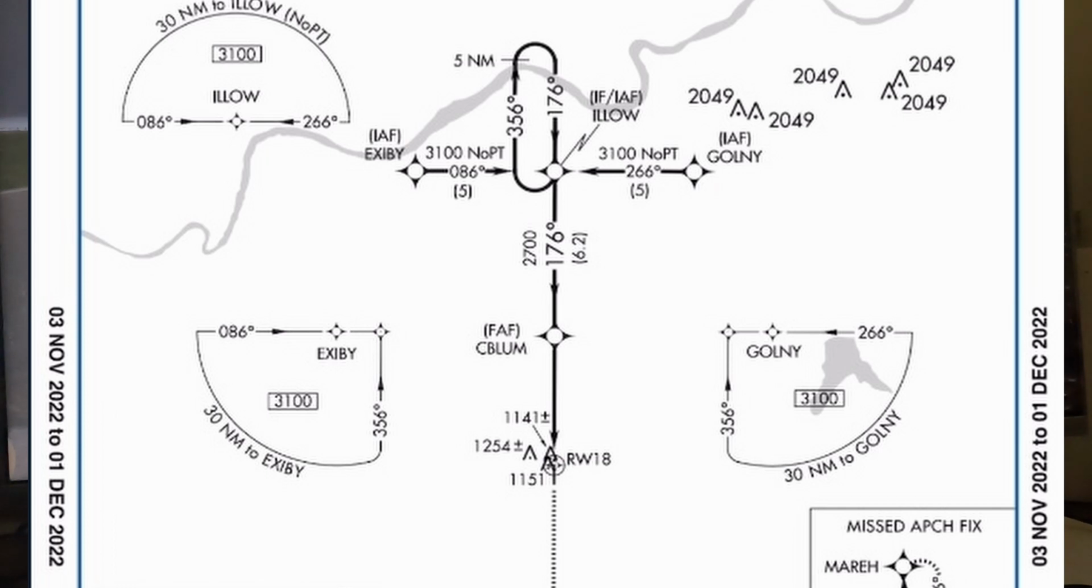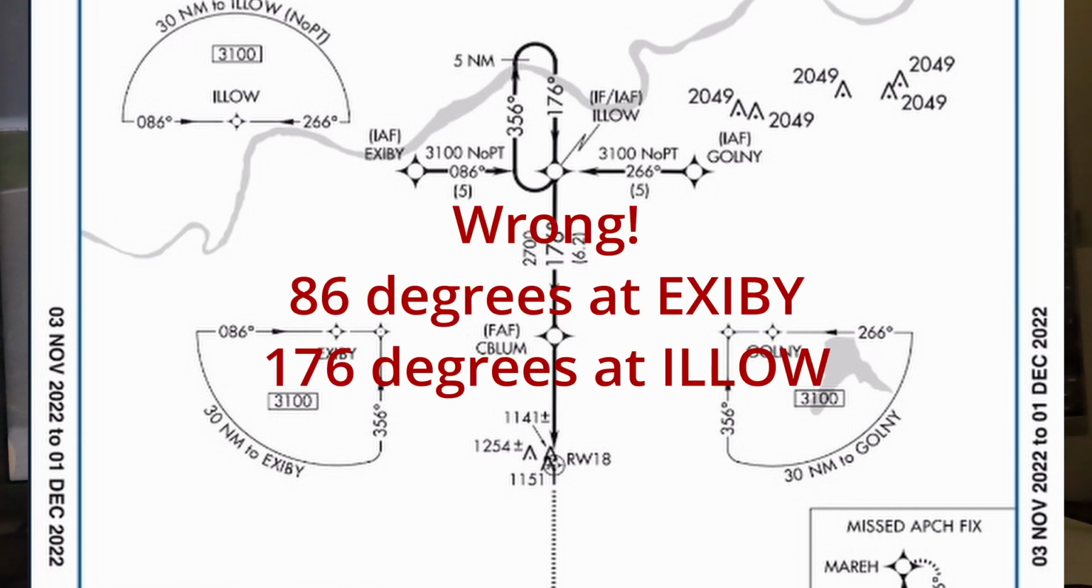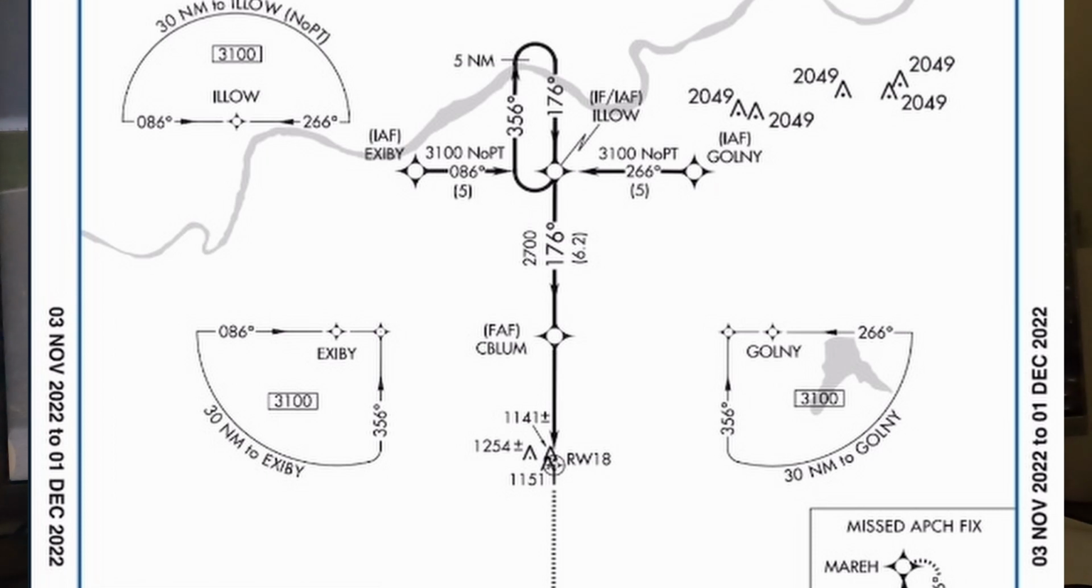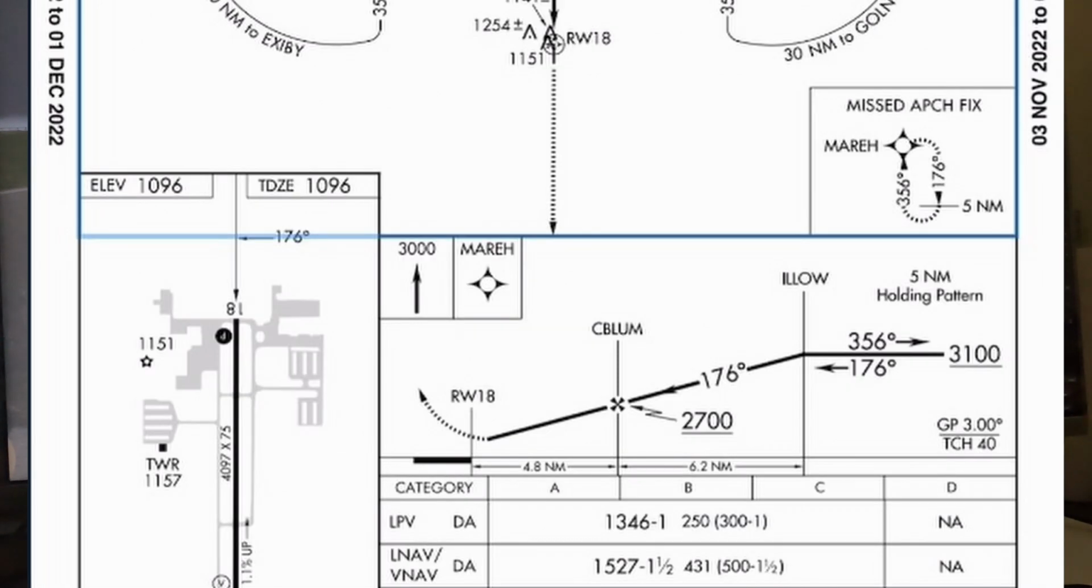Once I hit XB at 3,100 feet, I'll change directions to fly 176 degrees to ILO and then start my descent to 2,700 feet at CBLM, which is my final approach fix. Going down to the runway, my decision altitude, as you can see for the LPV category, A is 1,346 feet. I'll round that up to 1,400 feet.